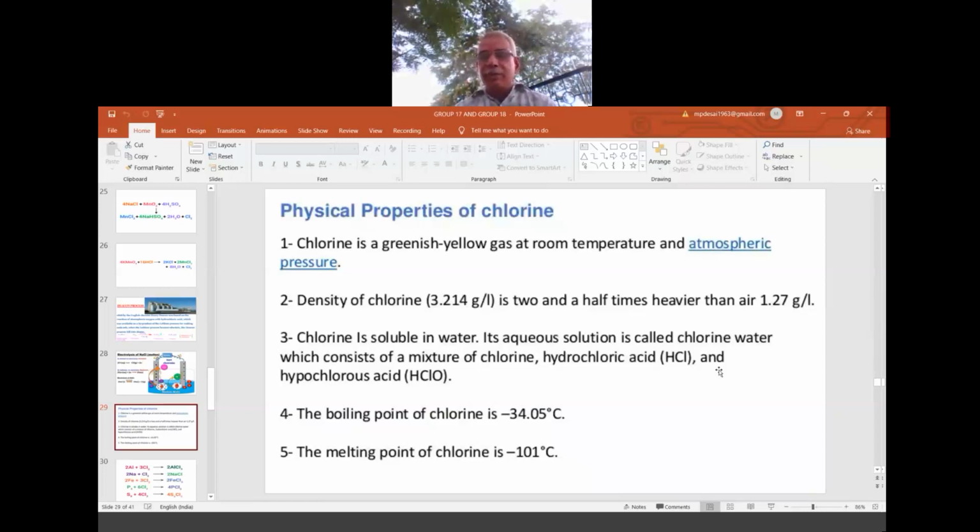Its aqueous solution is called chlorine water. In the form of chlorine water, chlorine tablet, chlorine powder, chlorine gas, in a variety of forms, chlorine is used for disinfection.